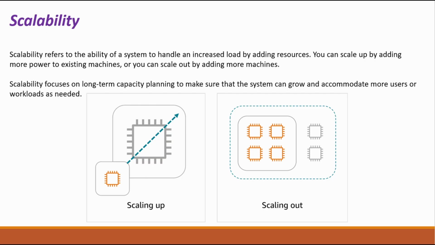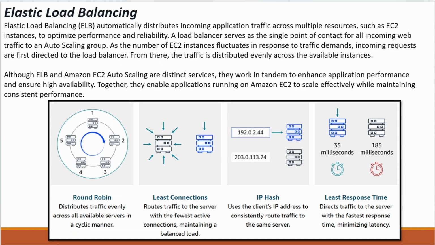Let's now discuss scalability. Scalability refers to the ability of a system to handle an increased load by adding resources. You can scale up by adding more power to existing machines, or you can scale out by adding more machines. Scalability focuses on long-term capacity planning to make sure that the system can grow and accommodate more users or workloads as needed. We solved the scaling problem with Amazon EC2 Auto Scaling, but what if we have got a bit of a traffic problem? This is where Elastic Load Balancer comes to the rescue.